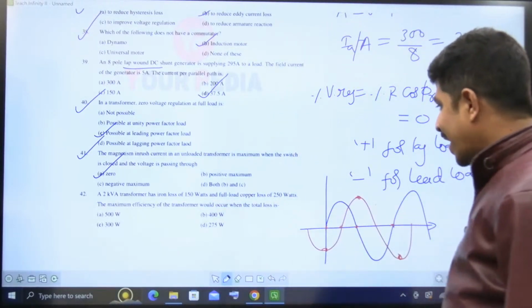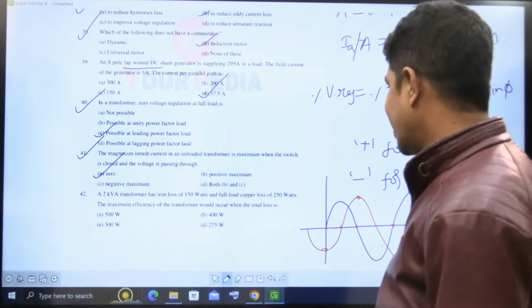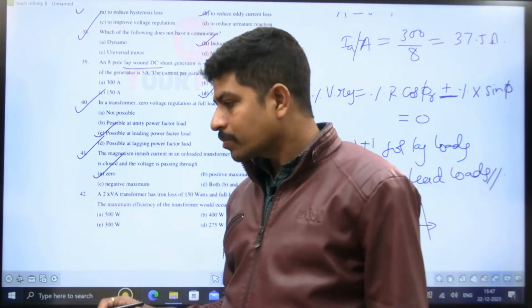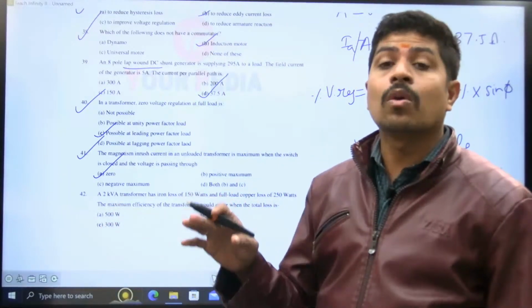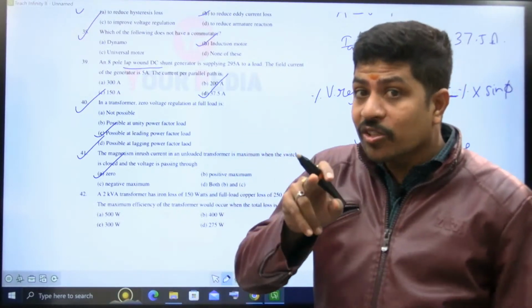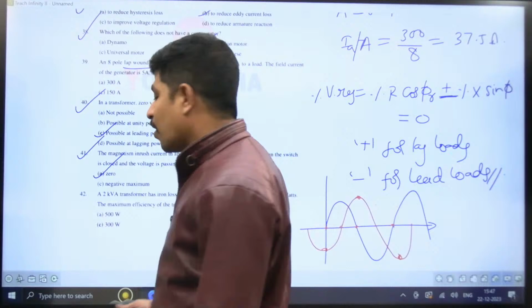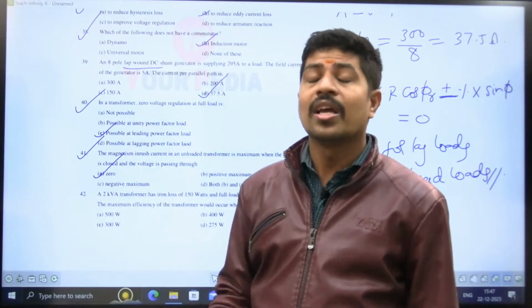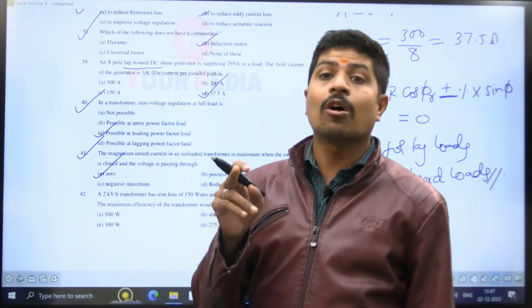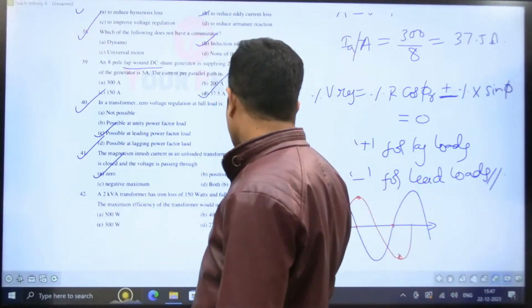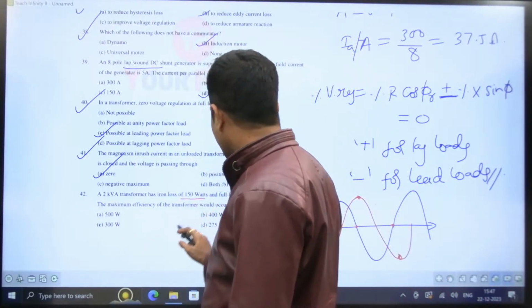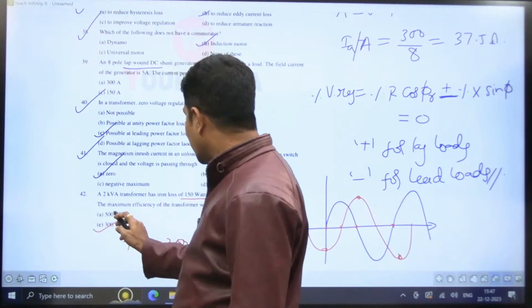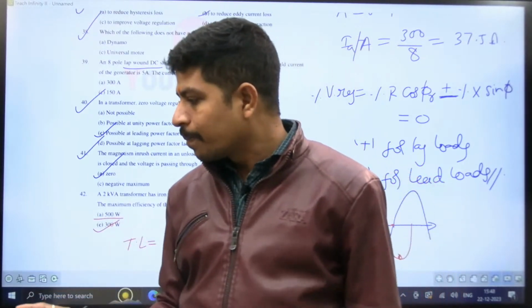Next, 42. A 2 kVA transformer has iron loss of 150 watts and full load copper loss of 250 watts. The maximum efficiency of the transformer would occur when copper loss is equal to iron loss. See why? Iron loss is fixed. Copper loss depends on the load, but iron loss depends on the voltage and frequency. Once voltage and frequency are fixed, irrespective of load, iron loss is fixed. At maximum efficiency, both the losses are equal. The iron loss is 150, so total loss is 150 plus 150, 300 watts. Many people will think 500. It's not 500.